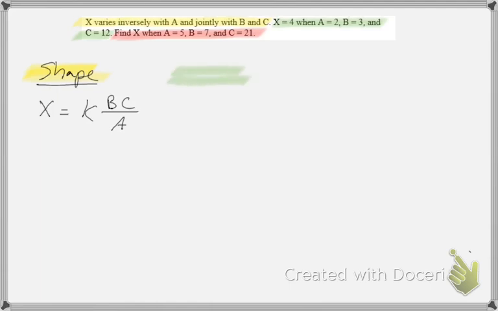Once I have the shape, then I can substitute the values for x, a, b, and c to find the constant of variation k. So I'm going to substitute in the values that I was told. I know that x is equal to 4. I don't know k yet. And then a is equal to 2, b is equal to 3, and c is equal to 12.